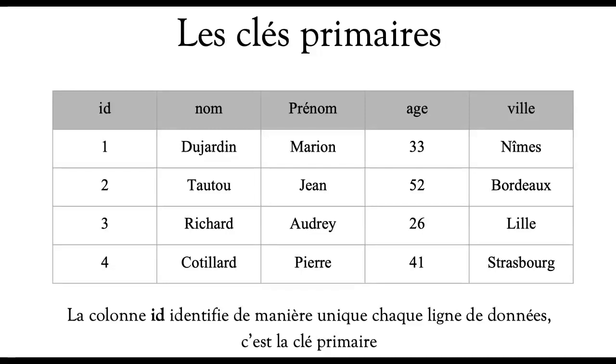Using the first name or last name columns wouldn't make sense, because the table could include multiple Marions or people belonging to the Dujardin family. So these values may not be unique. The same applies to age or the city of residence. Therefore, the ID column, which only includes unique values for each row of data, is most suited to be the primary key.